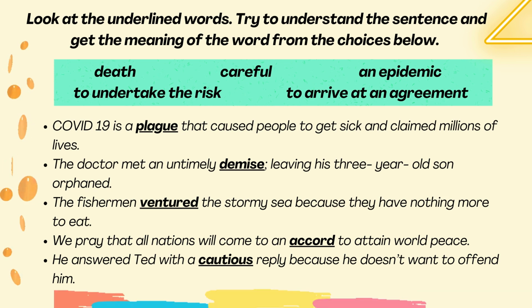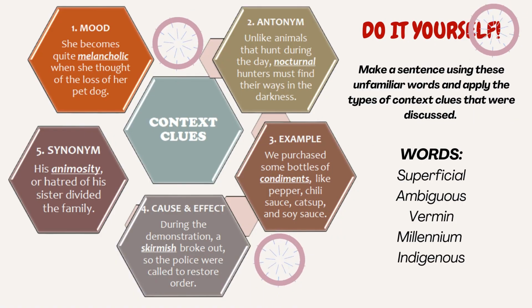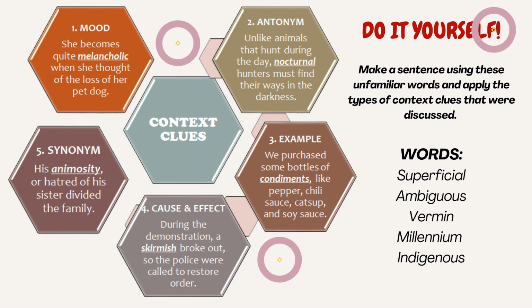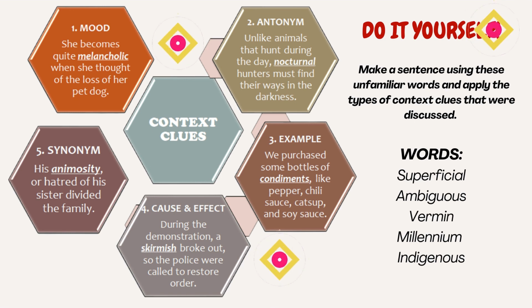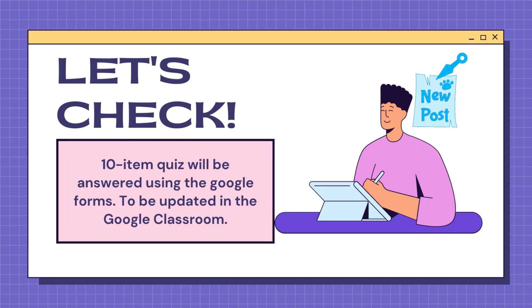And for your activity, I want you to do it yourself. You're going to make a sentence using these unfamiliar words and apply the types of context clues that were discussed. There are 5 words. You're going to make it this way. Okay, let's say for example, number 1, superficial. You're going to make it like mood clue. So you're going to make a sentence using that type, and so on and so forth. If you have your questions, you may ask me. And we will check. I want you to have this 10-item quiz, which can be found in the Google Classroom.